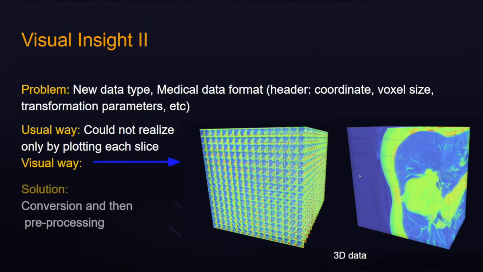We realized that because of this specific format of the data, we need to convert the data to some standard format first and then do the pre-processing, instead of doing the pre-processing and then converting the data.